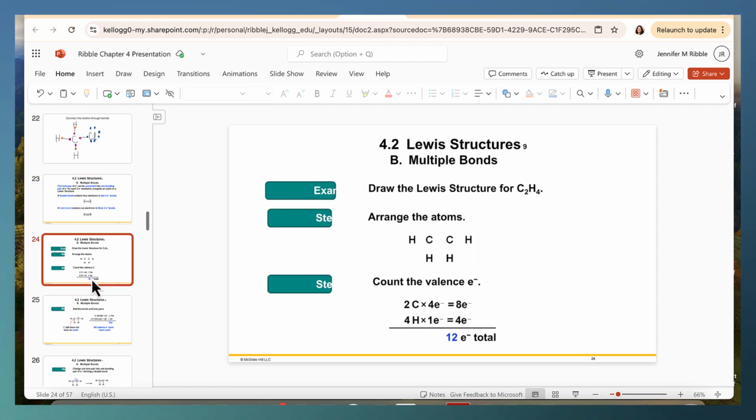Okay, so if we're drawing the structure for something like C2H4, the first step is going to be to arrange those atoms. So we have our carbon. We know that these hydrogens can't be in the middle, right? They can only be bonded to one thing. And so we're going to arrange them so that the carbons are close to one another rather than those hydrogens being in the middle. Next thing you could do is count the valence electrons, or if you are like me, you could just draw them all in.